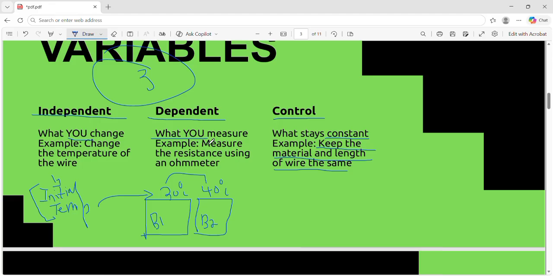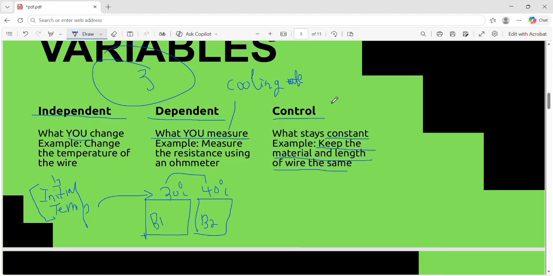Then your dependent is what you measure. If I said plan an investigation to find out how the cooling rate is affected by the initial temperature of the water, then what you're measuring that's affected is your cooling rate. So your cooling rate is your dependent variable in this example.